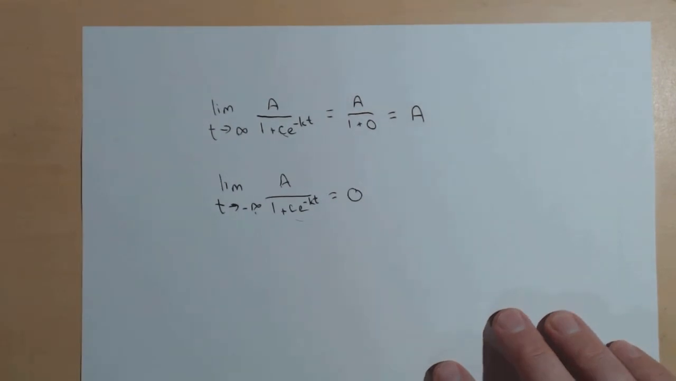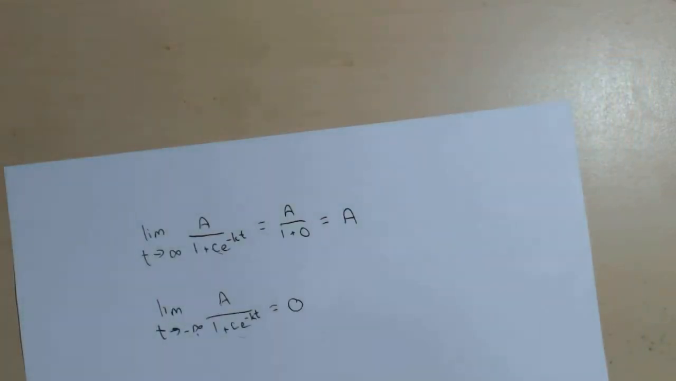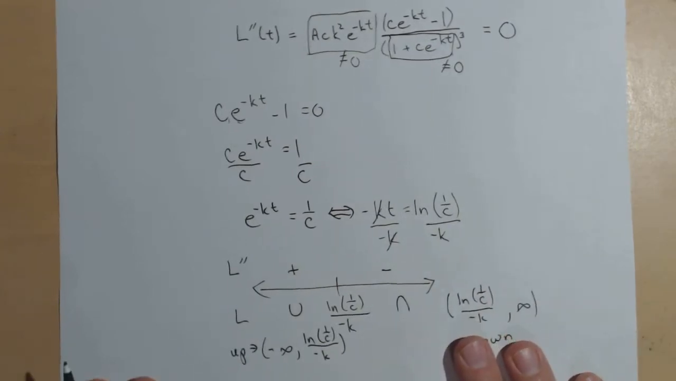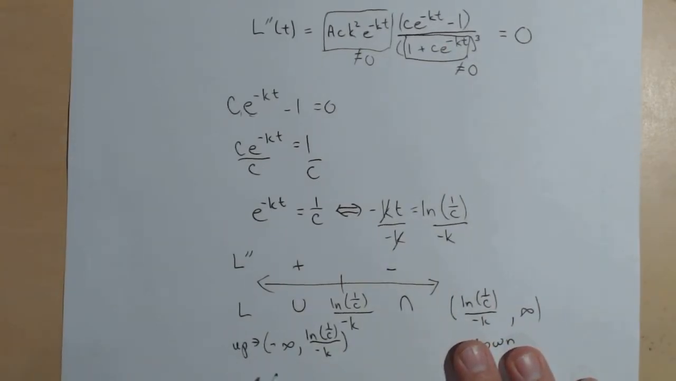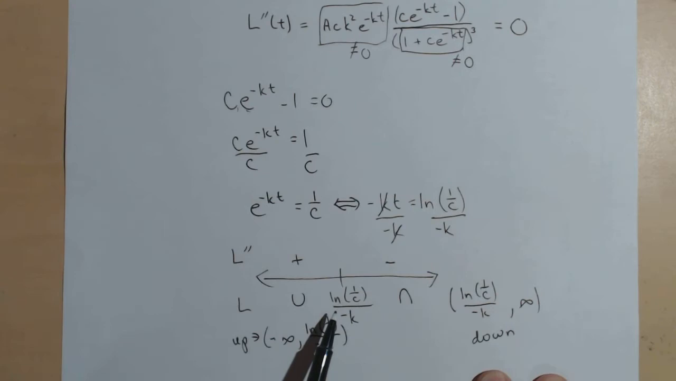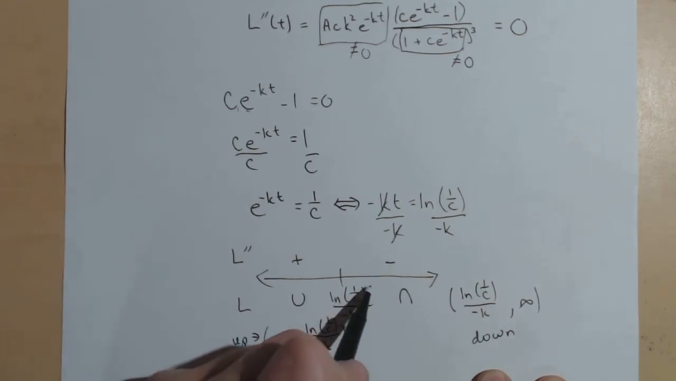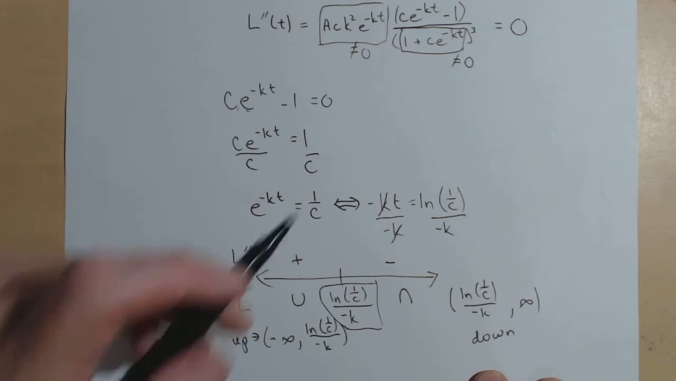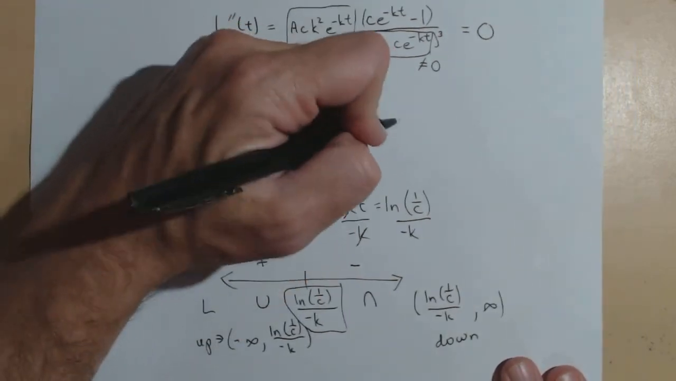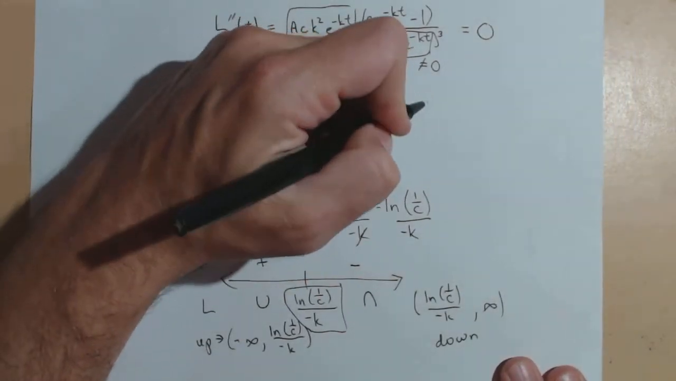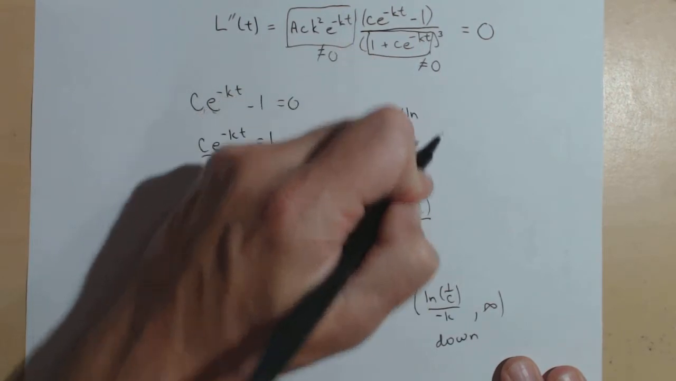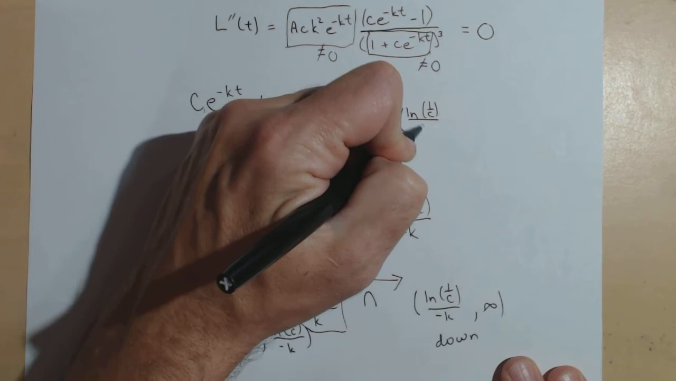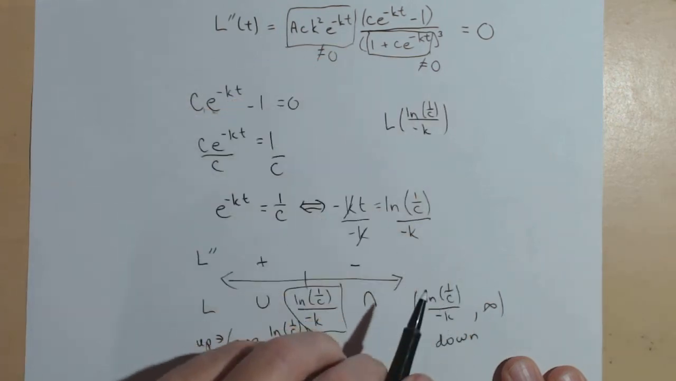For part D, we're actually going to go back to the sheet we were just on, as it asks us to find the critical point. Well, we know the inflection point. We know the inflection point occurs at this value. So let's see what happens when we stick that into the original function. So we're going to calculate L of the natural log of 1 over c over negative k. Now that's going into the original function.